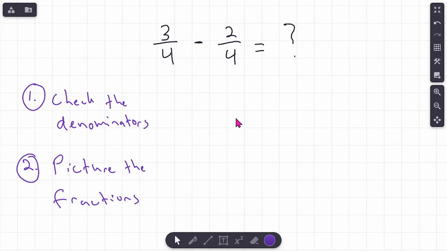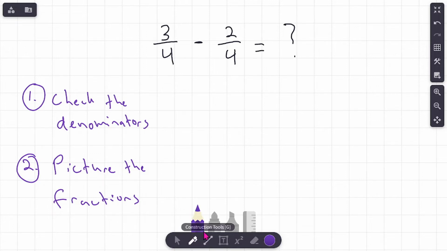All right, if you're not able to picture that in your brain right now, you're not able to do that yet, make sure you draw the models. And if you need help doing that, make sure you check out our last videos that we did in the description below. Okay, so two things. First, we check the denominators. Second thing, we're picturing the fractions.